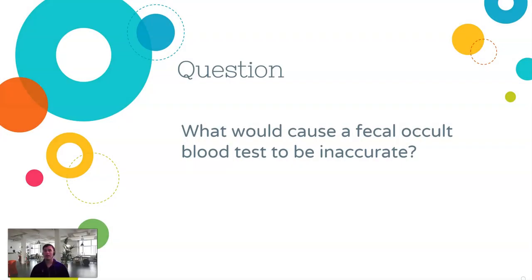So what about a fecal occult blood test? What would cause a fecal occult blood test to be inaccurate? Well, like we said, certain foods and supplements, eating red or rare meat, raw foods such as fruits and vegetables, think horseradish, turnips, cantaloupe, broccoli, cauliflower, and beets, to name a few, that can impact the accuracy of the fecal occult blood test.